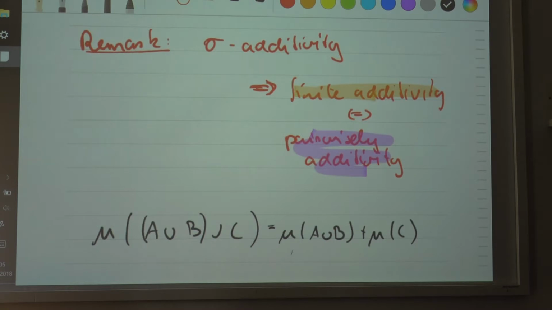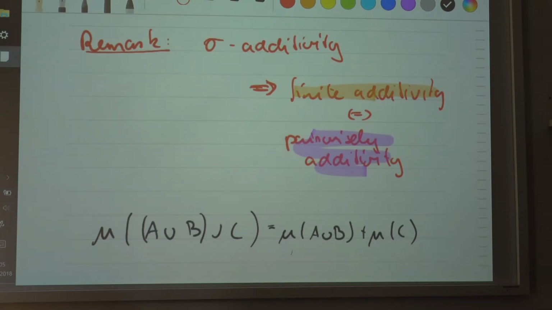Remember that method, complete induction? That was a proof method. Maybe you considered that in mathematics? So due to complete induction, this is also an implication which is equivalent, because if a function is pairwise additive, then it must also be finitely additive, and if it's finitely additive, then it must be pairwise additive. So this is equivalent, but it's not going to be sigma additive.